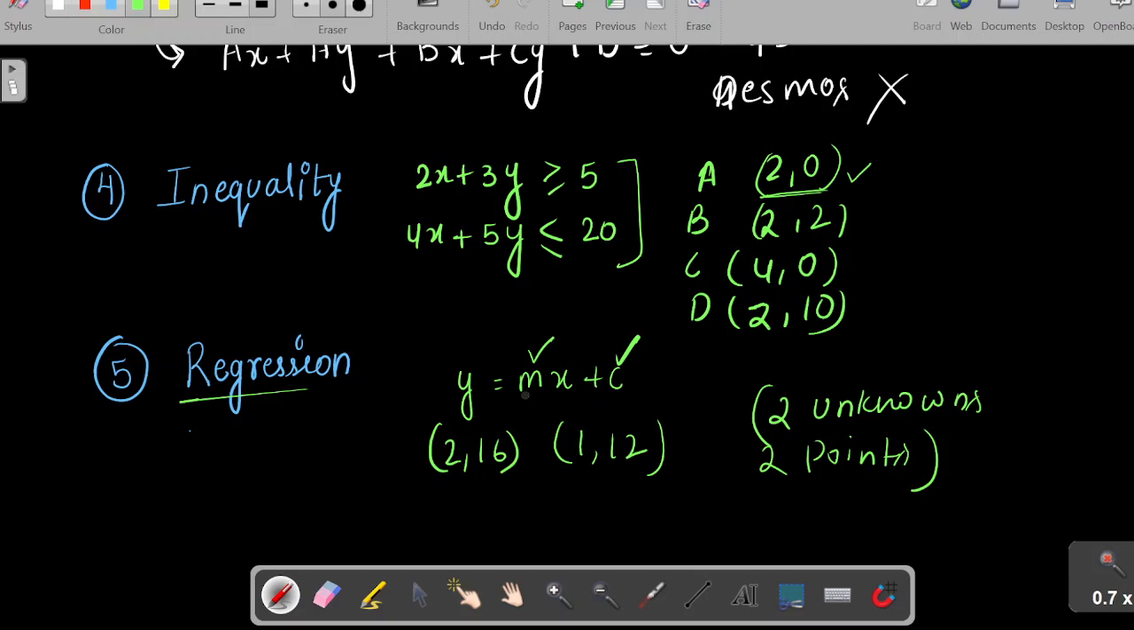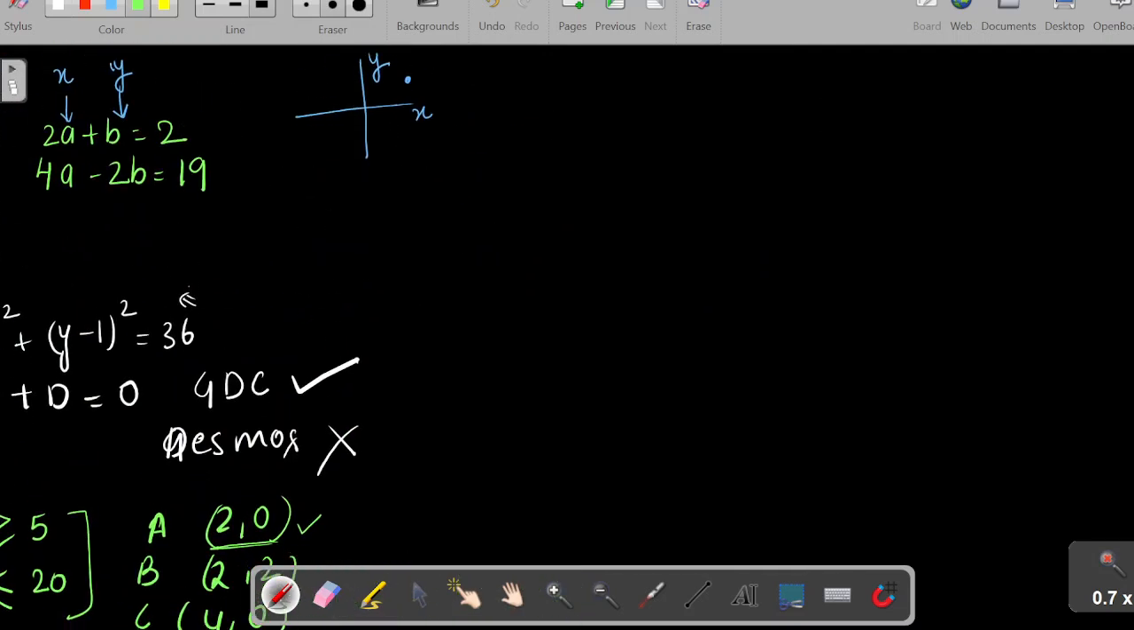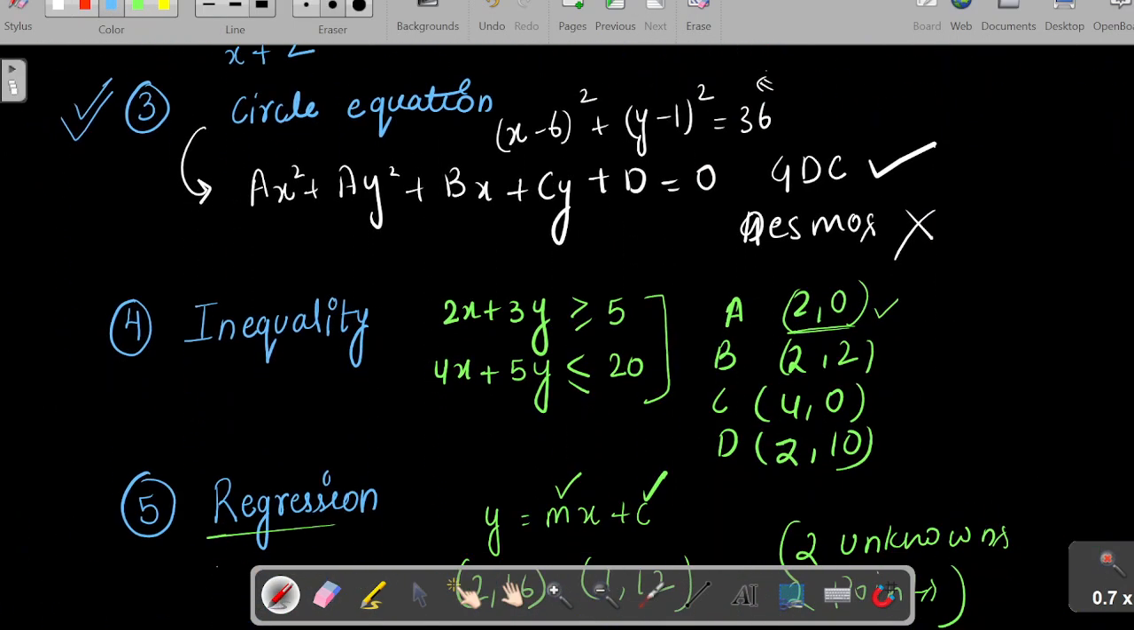I'll show you each and every concept. I'll put a topic also. Whenever I'm making a video, I'll put a separate topic, like today we are going to do regression on Desmos, or today we'll understand how to solve simultaneous equations on Desmos. Okay, so that's how it'll help you. How many points are done? 4 points are done. 5.